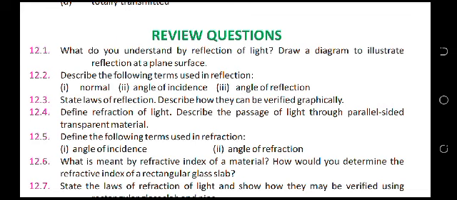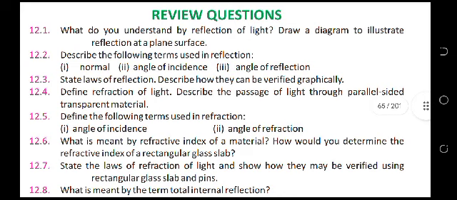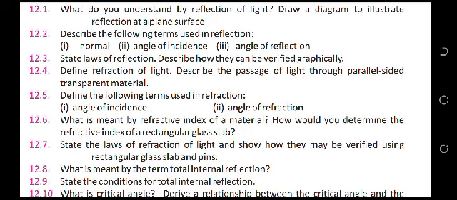Review questions. Number 1. What do you understand by reflection of light? Draw a diagram to illustrate reflection at a plane surface. Describe the following terms used in reflection: normal, angle of incidence, angle of reflection. State the laws of reflection. Describe how they can be verified graphically.